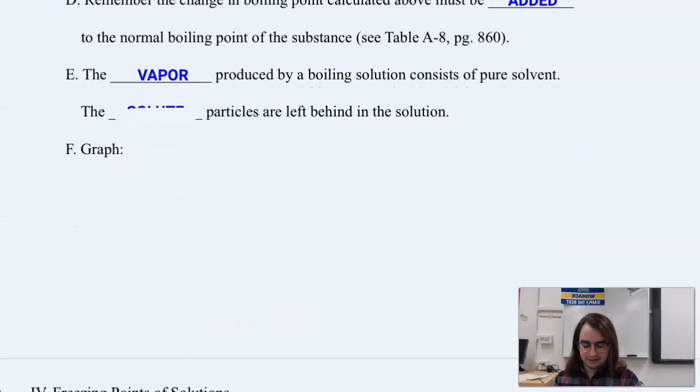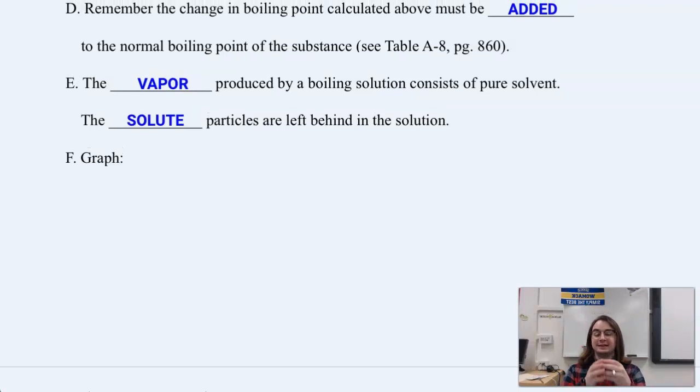Now, the vapor pressure produced by a boiling solution consists of pure solvent, but the thing that stays behind is the solute. You might have noticed this in our lab. When we were boiling our salt water, after you were done boiling it, you might have noticed that in your beaker you had a bunch of white powder. That's the solute. The solute, which is the NaCl, stayed behind after all of the solvent was boiled off. So that means that the solute does not boil. It's the solvent that boils and evaporates, not the solute. That's important for the connection between these two things.